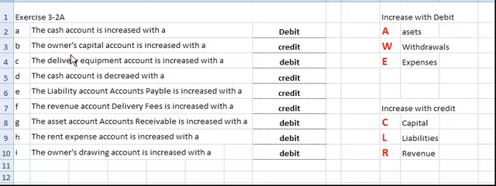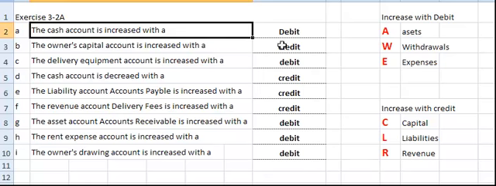So for example, in A, it says the cash account is increased with, well, my cash account is an asset. I look over here, my assets increase with a debit, so my answer is a debit. The owner's capital account is increased with owner's capital, down here, my C, so it increases with a credit. The delivery equipment account, delivery equipment is going to be an asset. It's going to be like a truck or anything that I have that helps me provide profit or create revenue. So my assets increase with a debit.